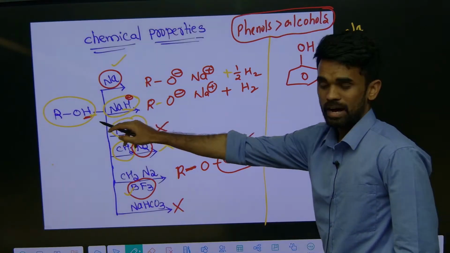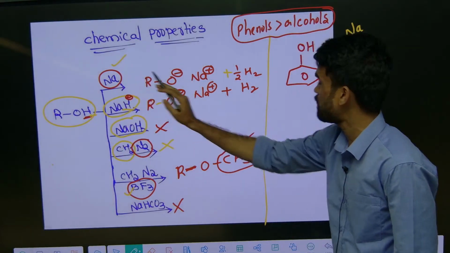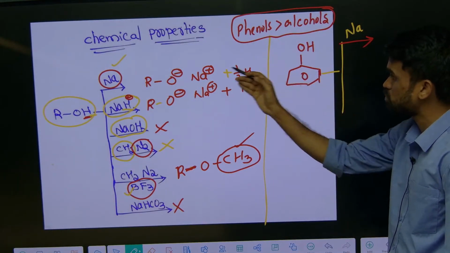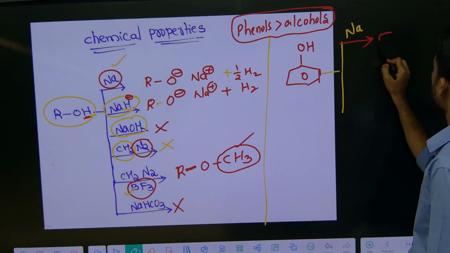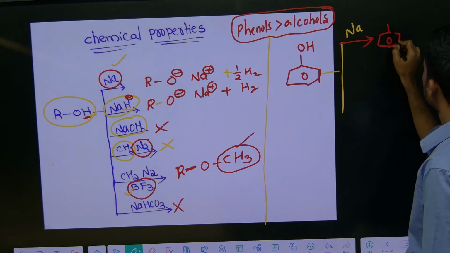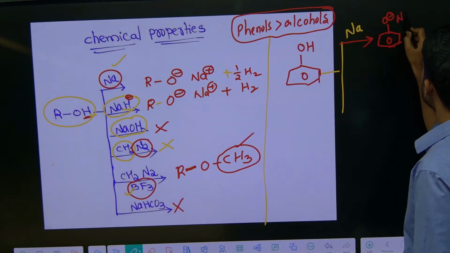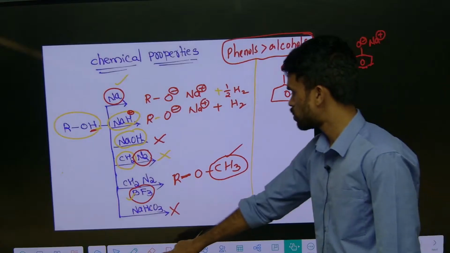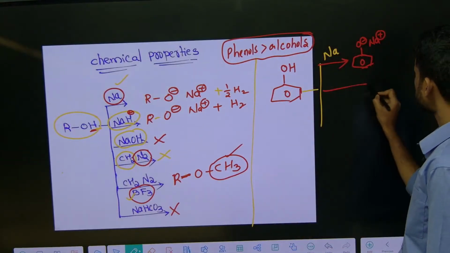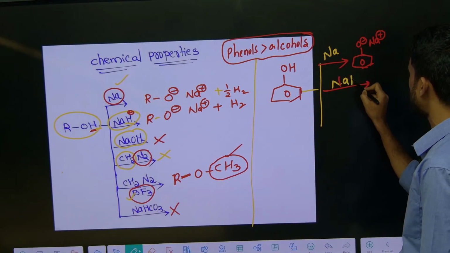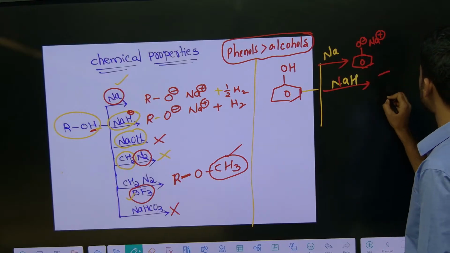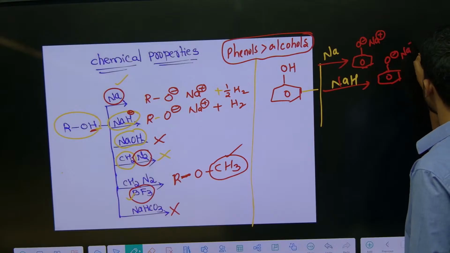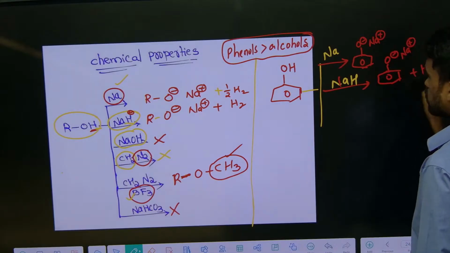Alcohol is treated with sodium metal; in the same manner phenol is treated with sodium metal. Since phenol is more acidic than alcohol, it will form sodium phenoxide, the phenoxide ion O minus plus Na plus, and hydrogen gas is released here also. When it comes to NaH, sodium hydride, the same reaction takes place here also, phenoxide ion is formed, and hydrogen gas is released. Similar to that.